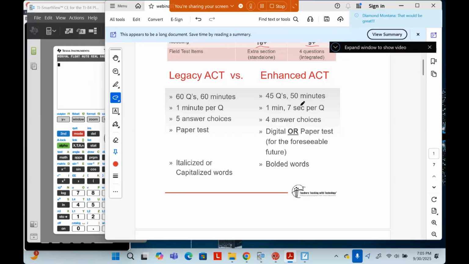But yeah, it went from 1 minute per question to 1 minute and 7 seconds on average per question. And I think this should streamline it a little bit, like 5 answer choices went to 4. Interestingly, it's not all digital, so you still have the option. A lot of my students prefer to paper test, and so they took it on paper, and that's okay. Again, just the big thing is they took away a bunch of those questions.